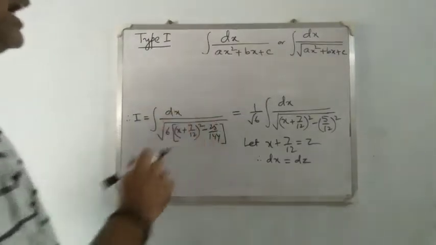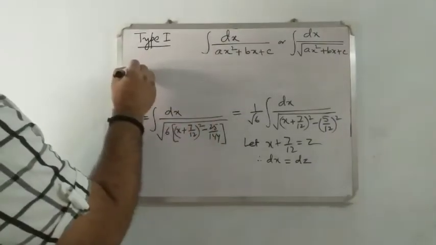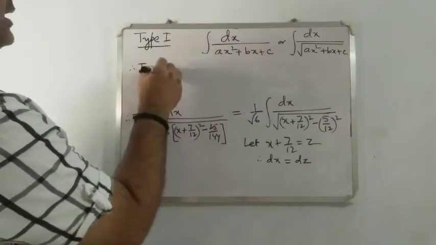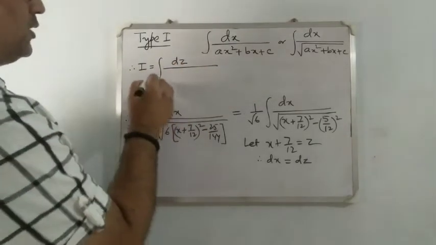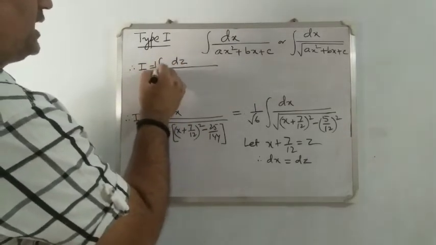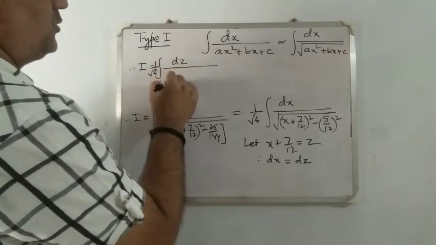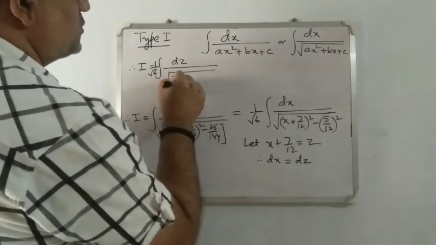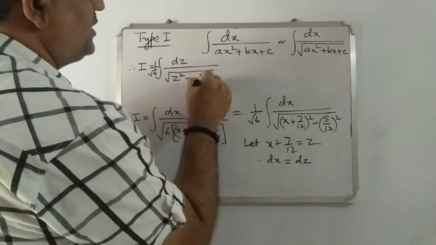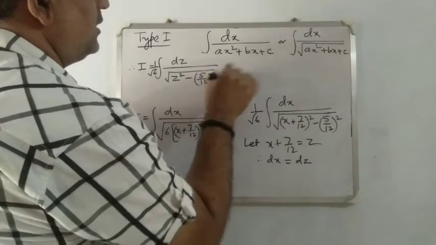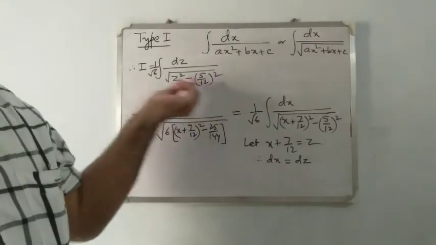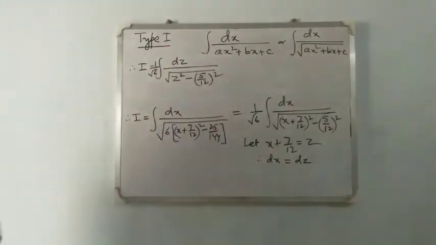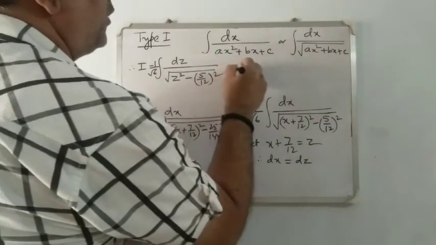Now, therefore, I is equal to integral dz by... 1 by root 6 will be here. 1 by root 6 dz by root over z square minus (5 by 12) whole square. Now, boys, you know, this is of the form x square minus a square root over. And you know the formula. Formula is 1 by root 6.